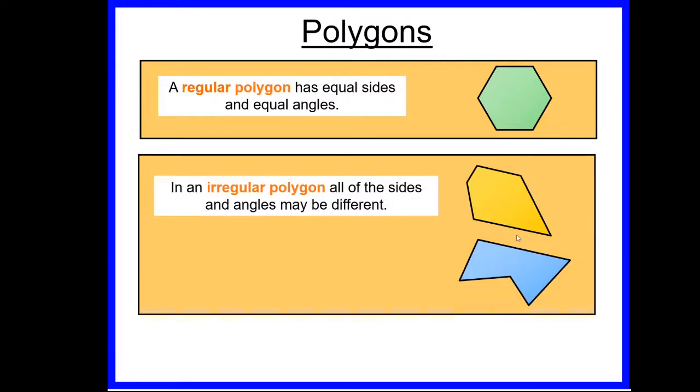So we have these ones here, which we call convex. Okay, so all of the corners, the vertexes are pointing outwards. And we have this type, which we call concave, where some of those vertexes are actually pointing inwards.